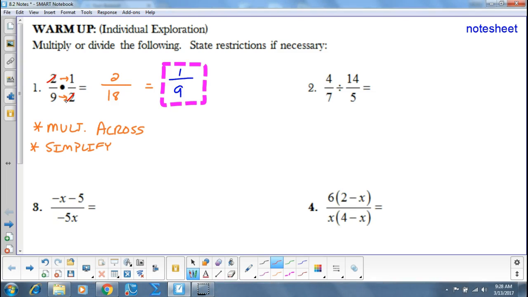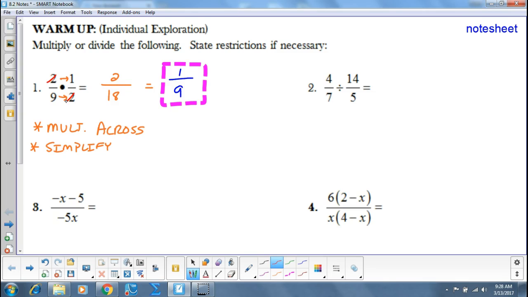As long as when you simplify, you're simplifying one out of the top and one out of the bottom. Okay? You can't cross out two things on the same side. One's got to be on top, one's got to be on the bottom. Can't be two tops or two bottoms.